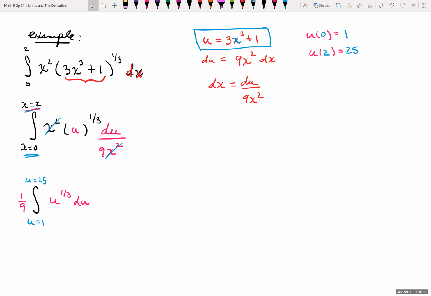Okay, so let's now take the antiderivative of u cubed. So bringing our 1/9 down, we add 1 to our exponent. So 1/3 plus 3/3 is 4/3. We divide by our new exponent of 4/3, which is the same thing as multiplying by the reciprocal of that 4/3, which is 3/4. And we're evaluating this from u equals 1 to u equals 25.